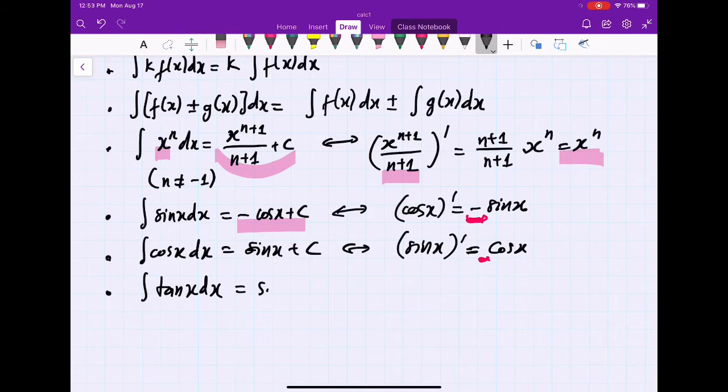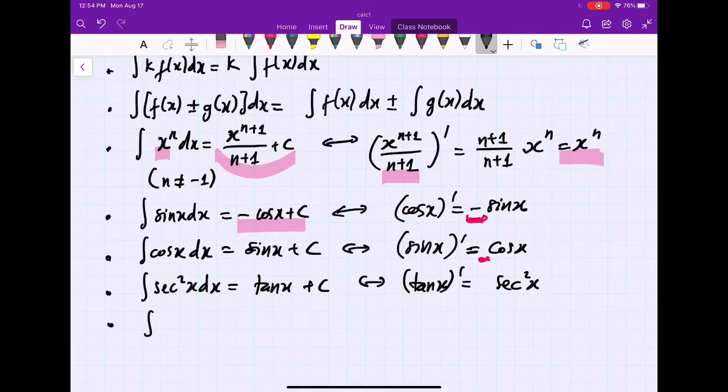So that is secant squared x plus c. Oh no, sorry, I have to write another one, right? The antiderivative of secant squared of x dx is tangent of x plus c, because the derivative of tangent is secant squared x.